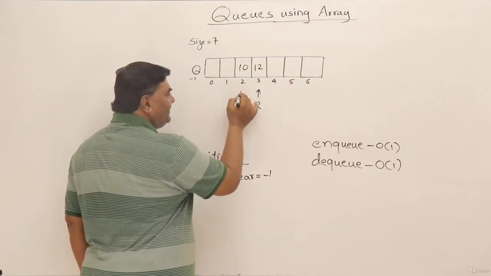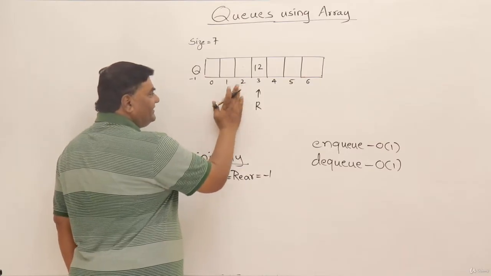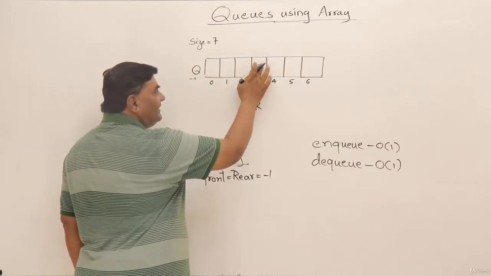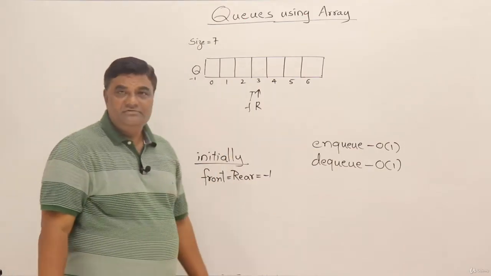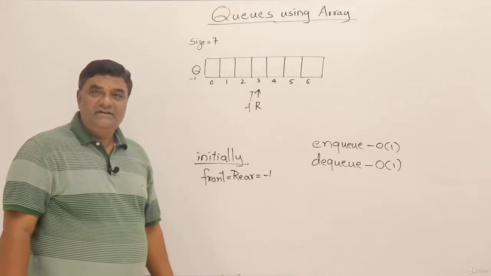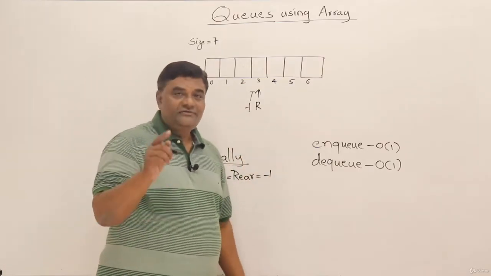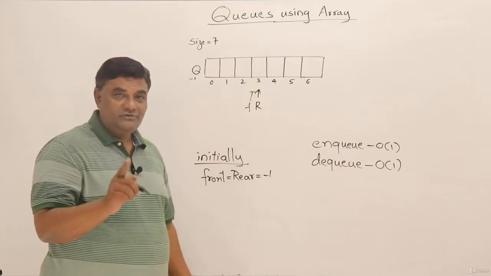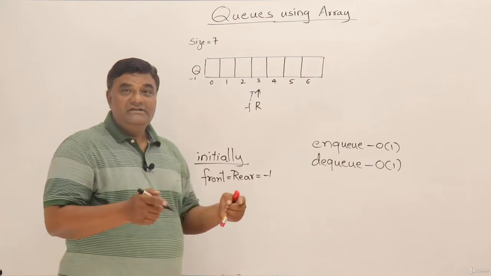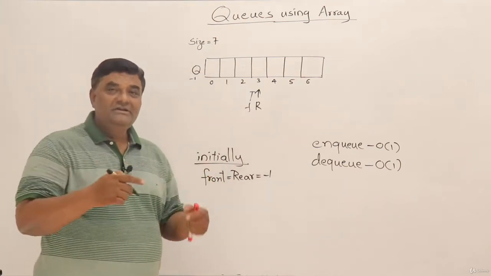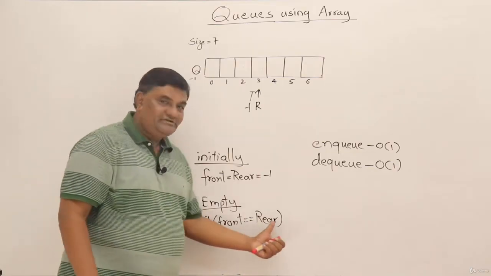The method is to move front, make it point here, and delete the element. I want to delete one more element. The method is to move front first and delete the element. That's all. Now there is nothing in the queue. The queue is empty. So what is the condition when the queue is empty? Front and rear both are equal. Front equals rear is the condition for queue empty. Initially also, when front and rear were pointing at -1, they were equal. So whenever they are equal, it means the queue is empty. So the empty condition is: if front is equal to rear.